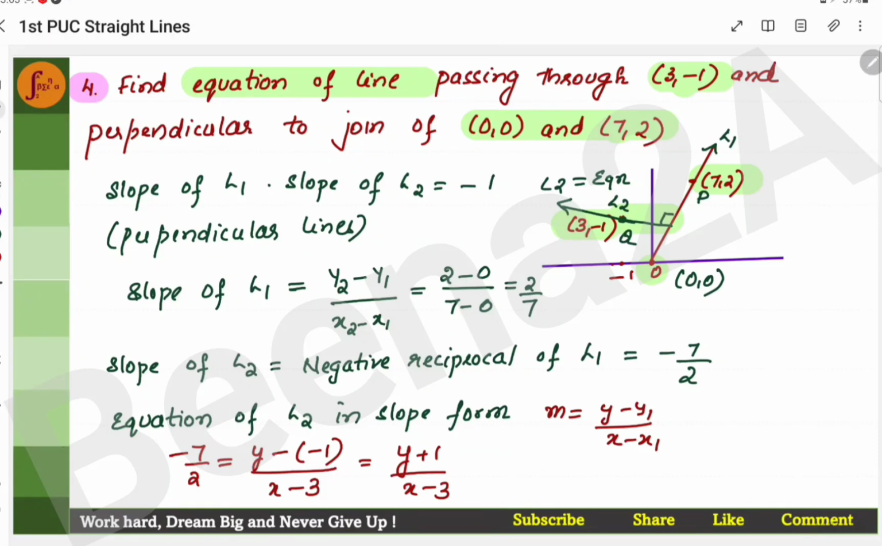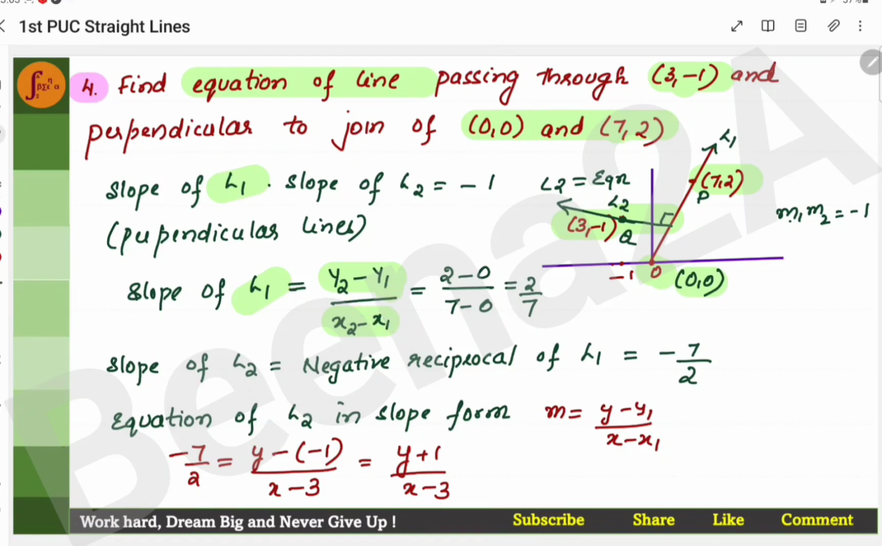So how can you do that? You will have to use the perpendicular slope formula, which is m1 into m2 is equal to minus 1. If you take the slopes of perpendicular lines, right, you should get minus 1. So first we'll find the slope of line 1. What is the slope of line 1? Two coordinates are given, 0, 0 and 7, 2. Using these coordinates, now you use the 2-point slope form.